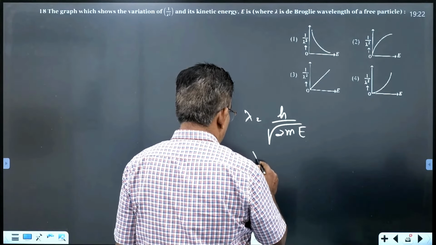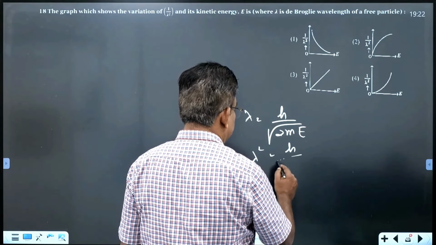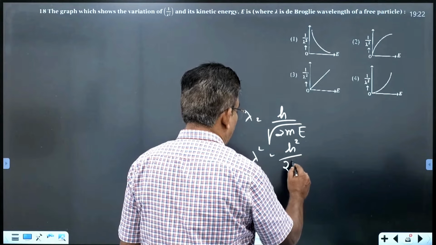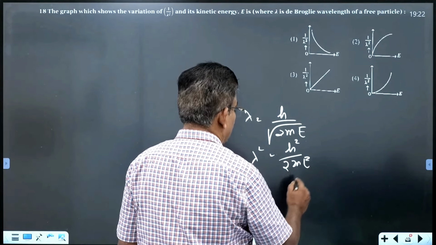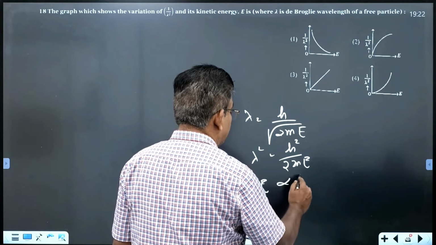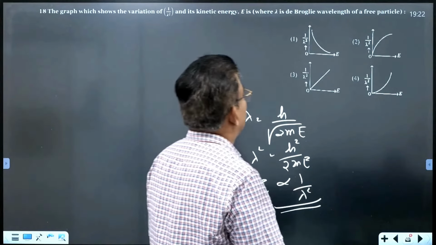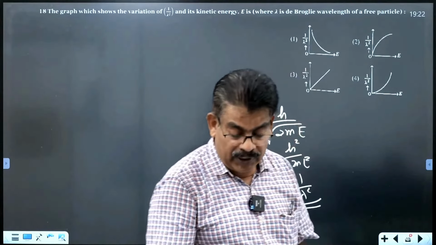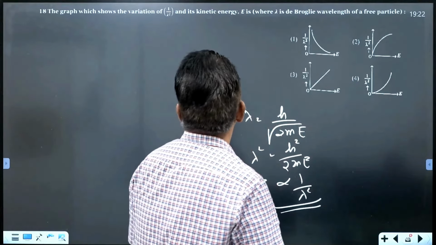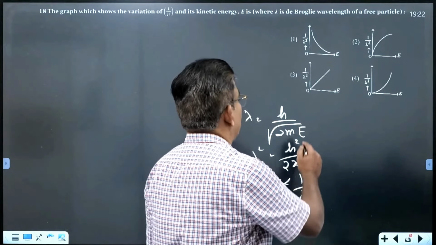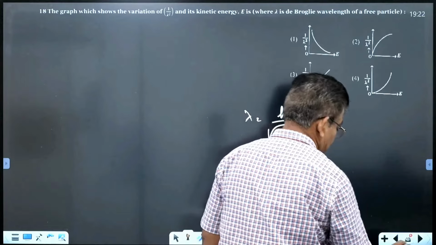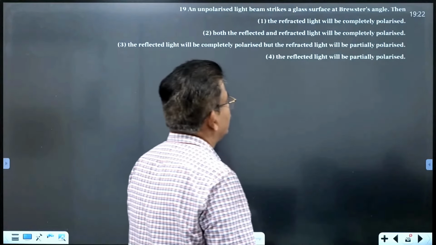Lambda squared is h squared by 2mE, or E is proportional to 1 by lambda squared. So the graph between 1 by lambda squared and E will be what graph? A straight line graph. This is the answer, 3 is the correct answer. Simple question, nothing difficult here.